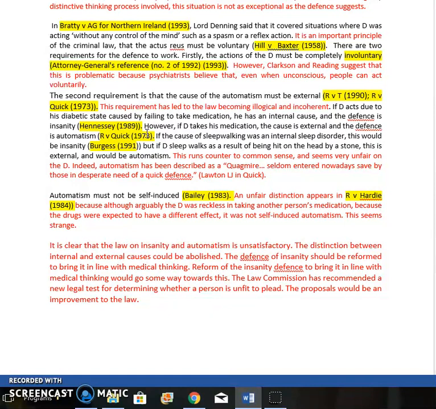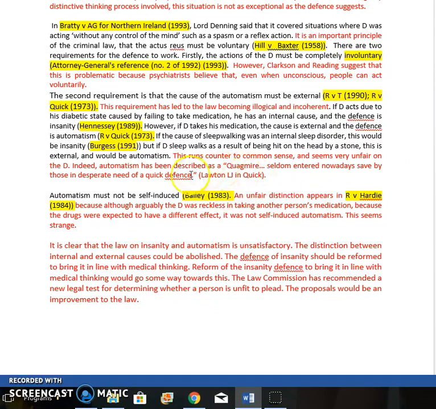Equally, that same problem would apply with sleepwalking. If sleepwalking is due to an internal sleep disorder, this would be insanity, Burgess. But if, for example, the defendant had been hit on the head by a stone, that would be an external cause. If that bump on the head caused them to sleepwalk, then it would be external, it would be automatism. This goes completely against common sense. This is my AO2 point here. Seems very unfair on the defendant.